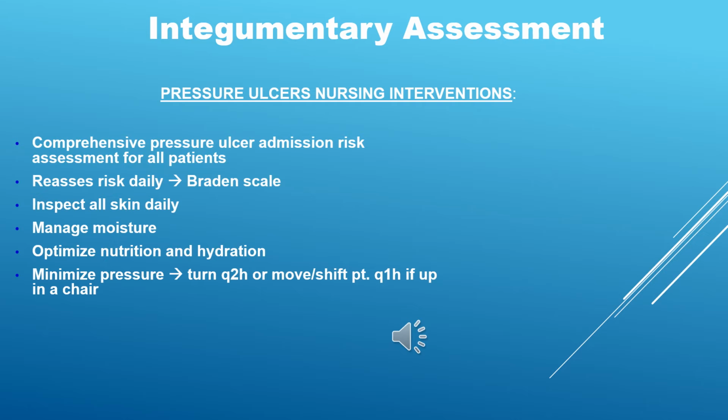Minimize pressure by turning the patient every 2 hours, or moving or shifting the patient every hour if the patient is in the chair. Nurses need to minimize pressure by various interventions. If the patient is in the chair, the nurse must encourage them to shift position every hour. When the patient is in the bed, the nurses need to assist with turning every 2 hours. If the patient can turn themselves, the nurses need to remind them to reposition and turn to minimize the potential of skin breakdown. And then finally, using pressure relieving devices such as specialized wheelchair cushions, specialty beds, or alternative bed surfaces may be indicated to help relieve the pressure on the skin.